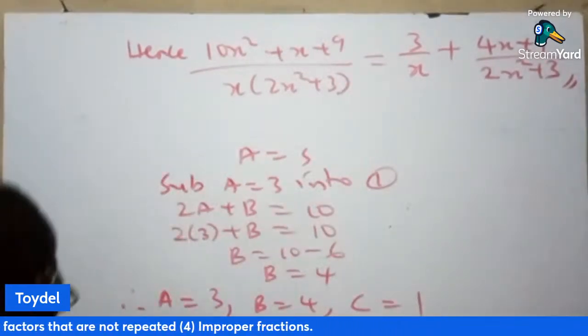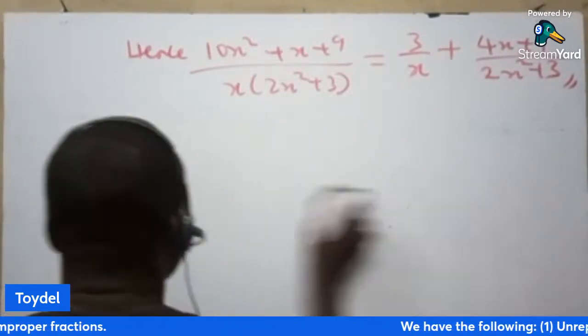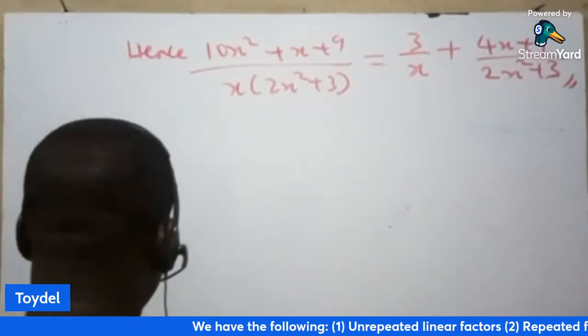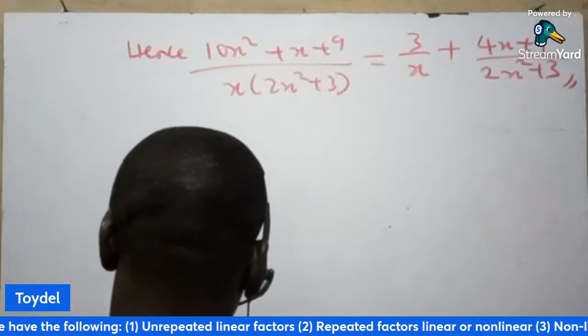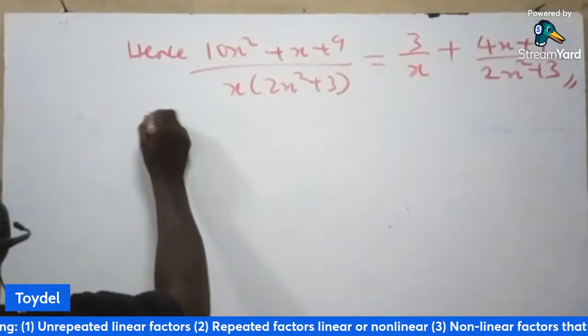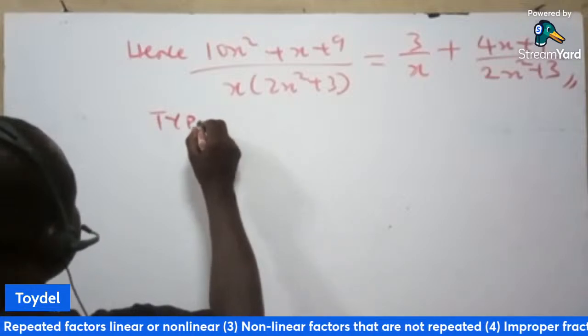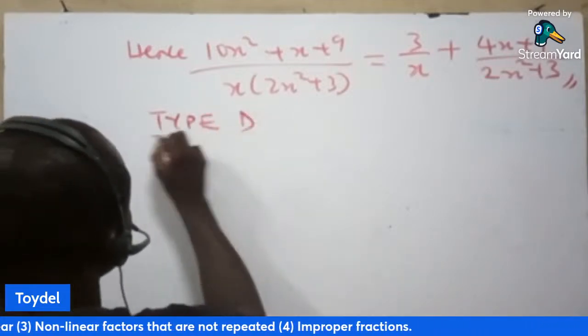So you can have so many examples. Just go through standard textbooks. You can have so many examples on this, but I decided to give one example each. And if you come across any that you think is difficult, you can just put it in the comment section. I promise to handle that for you. Then let me go to the last one, type D.